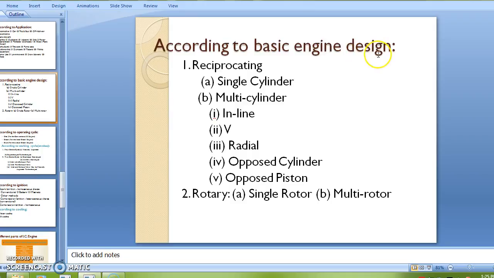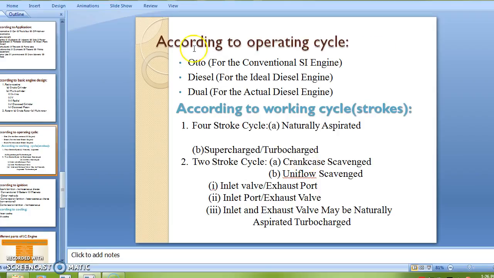According to basic engine design, reciprocating: first one is single cylinder and second one is multi-cylinder. This multi-cylinder is again classified as inline multi-cylinder, V multi-cylinder, radial multi-cylinder, opposed piston. Second one is rotary. It is classified as single rotor, multi-rotor. According to the operating cycle: Otto cycle for the conventional SI engine, diesel cycle for the ideal diesel engine, dual cycle for the actual diesel engine.